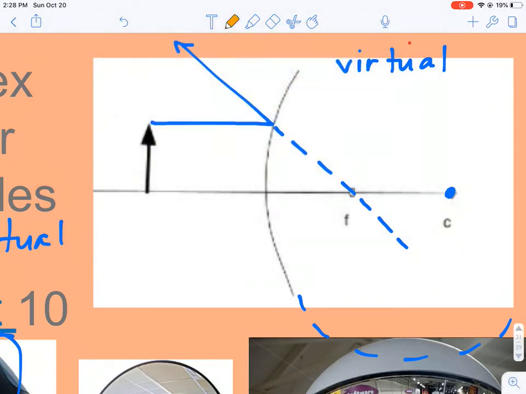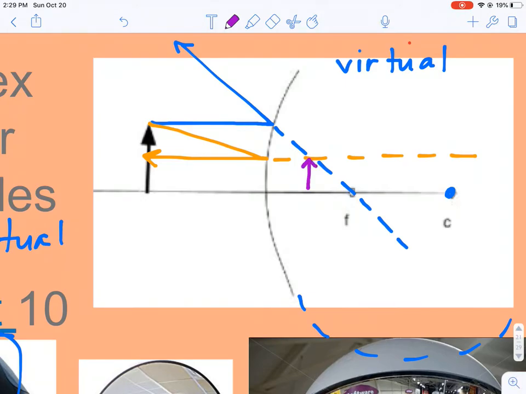So let's take a look at the second ray. The second ray should go through the focal point. So I draw a line that would go through the focal point. But when it hits the mirror, it reflects. It can't just go through a mirror unaffected. And then I trace back that reflected ray. Then we can see the intersection is right here.